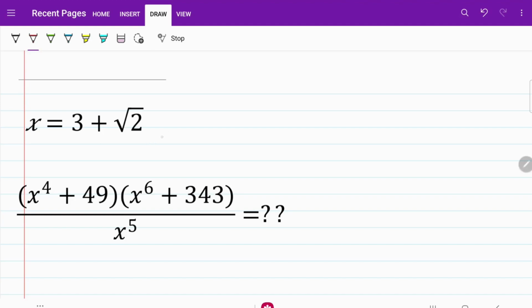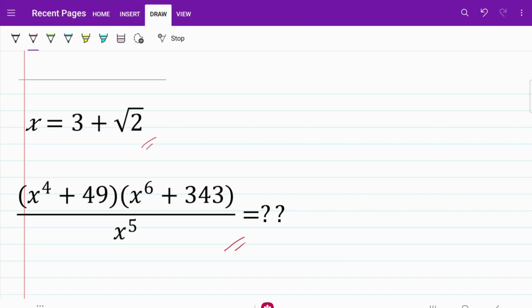We're given x is equal to 3 plus the square root of 2. From there, we are trying to find the value of this exponential expression. Whenever we are dealing with questions like this, a direct substitution is never the way to go. So let's explore ways to simplify the question.